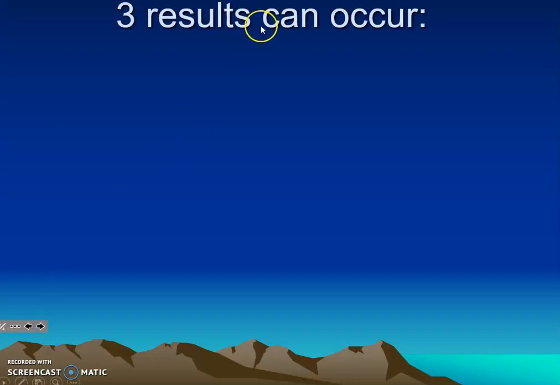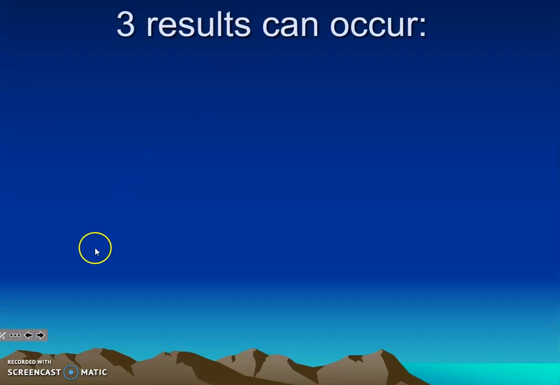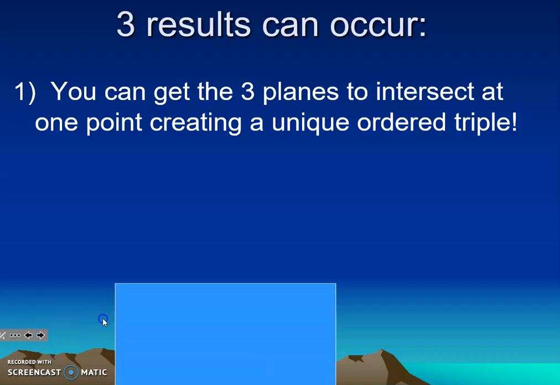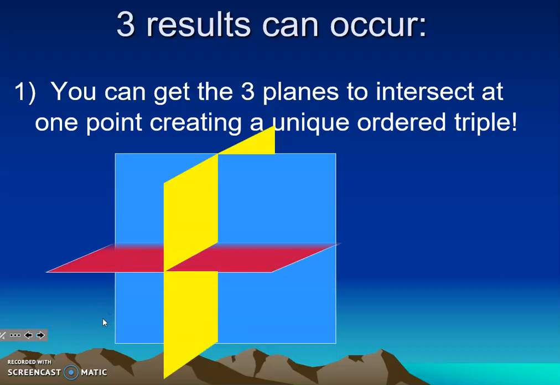When you solve a system of 3 variables and 3 unknowns, you can get 3 different results. The first is those 3 planes, not lines, but planes, can intersect at a single point, and that gives you a unique ordered triple. That's what happened in our example. So we had 3 planes. Look at that. What a visual. We had 3 planes meet, this blue, this yellow, and this red. And they all met at that point right there, and it gave us one unique ordered triple.